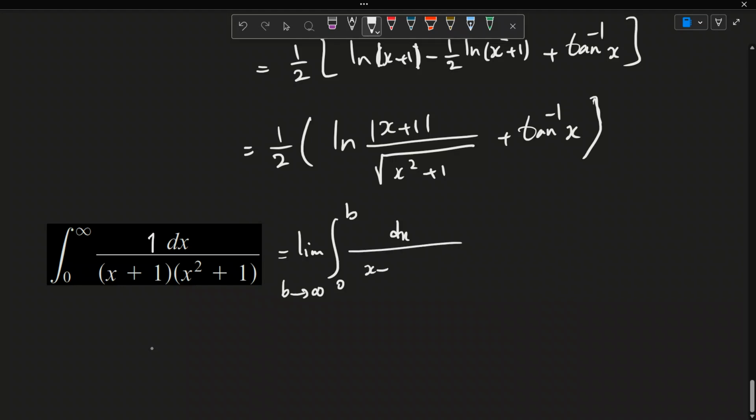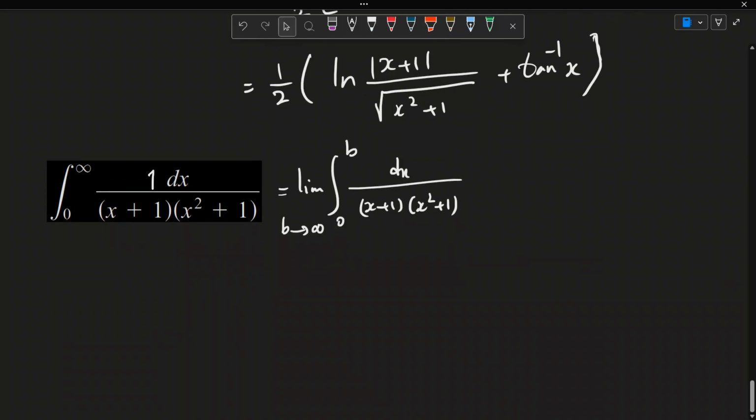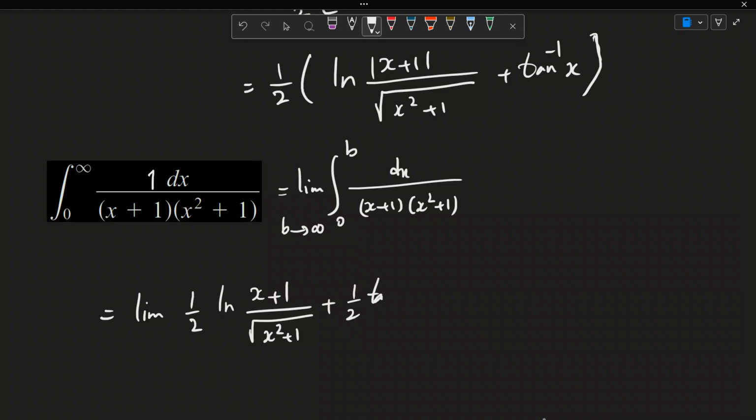dx over x plus 1 times x squared plus 1. And we know the indefinite integral here. We can substitute once b and find the limit, another time 0. Now this is equal to the limit of 1/2 ln of x plus 1. Since x starts from 0 to infinity, then we don't need the absolute value. And 1/2 tan inverse.